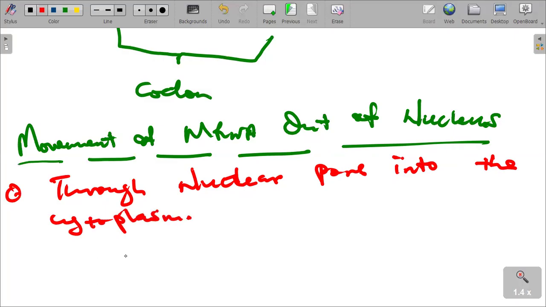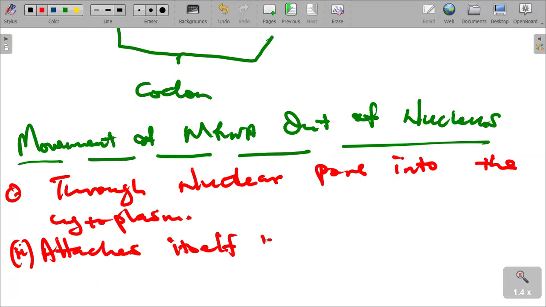It is moving into the cytoplasm, and then where does it attach itself? To the ribosome. I defined last time that the ribosome is the manufacturing site for proteins. It attaches itself to the ribosome, so therefore it prepares itself for the process of what? For translation, protein synthesis.